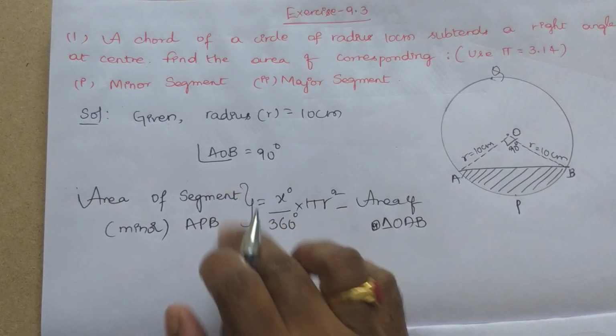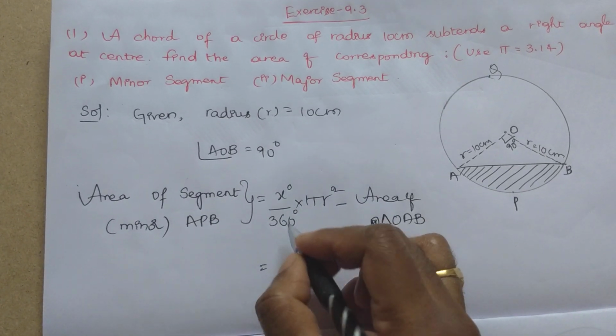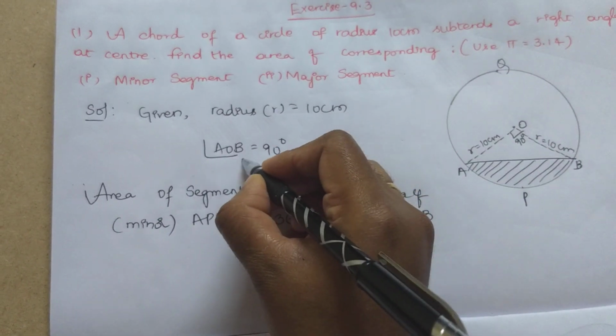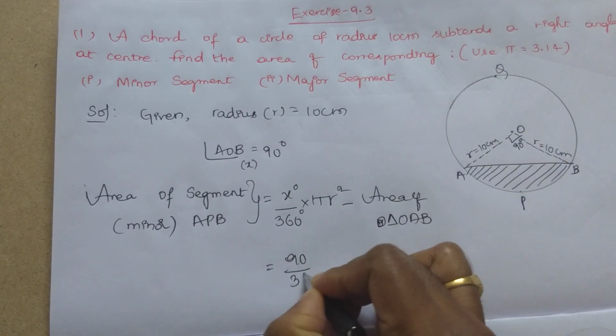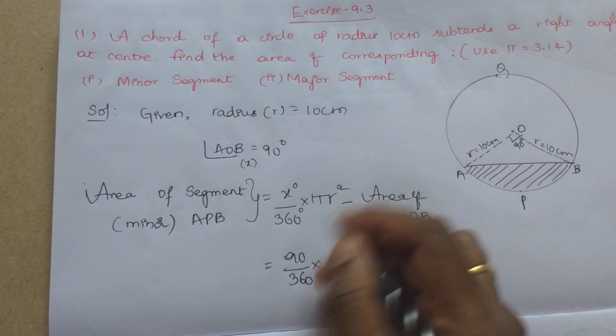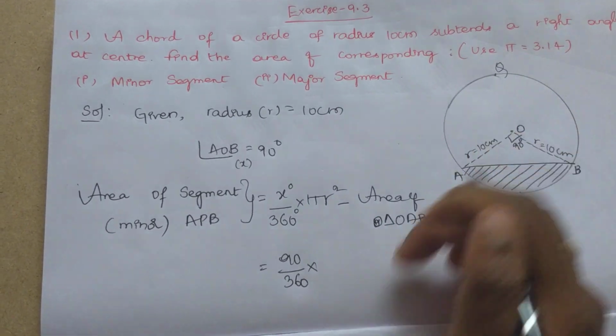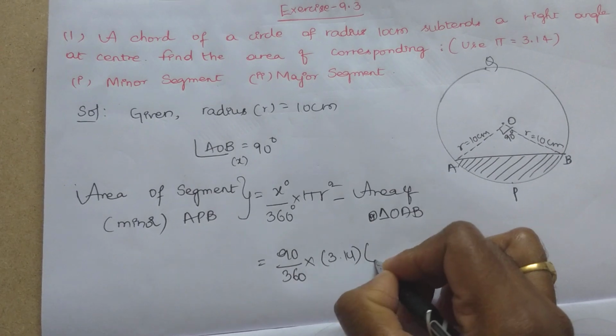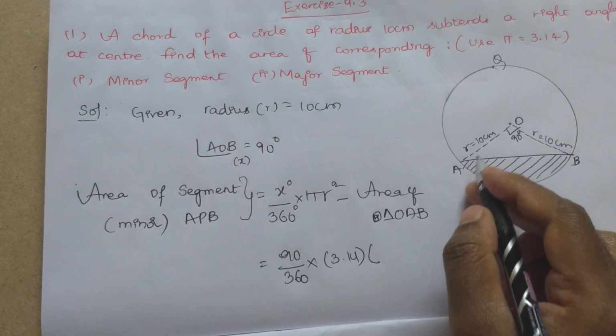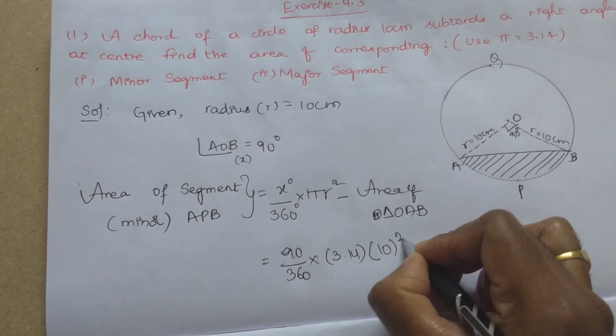Here they have given the angle as 90 degrees, so in brackets put x for this. What can we write here? 90 by 360 into pi. They have told us to use the value of pi as 3.14, so I am putting 3.14 into r square. What is the radius here? 10 square I am writing.